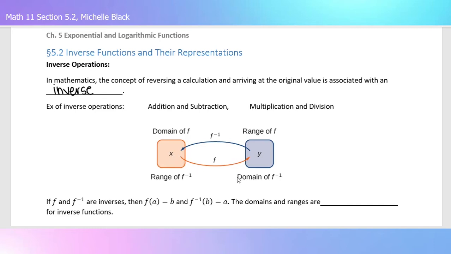However, we always call our input our domain. So the domain of our inverse is the same as the range of our normal function. Similarly, we call our outputs our range. So the range of our inverse is the same as what our domain was for our normal function. We basically are undoing all of our work.